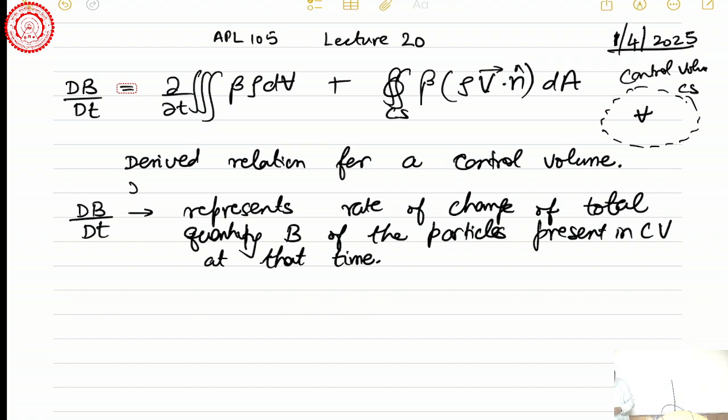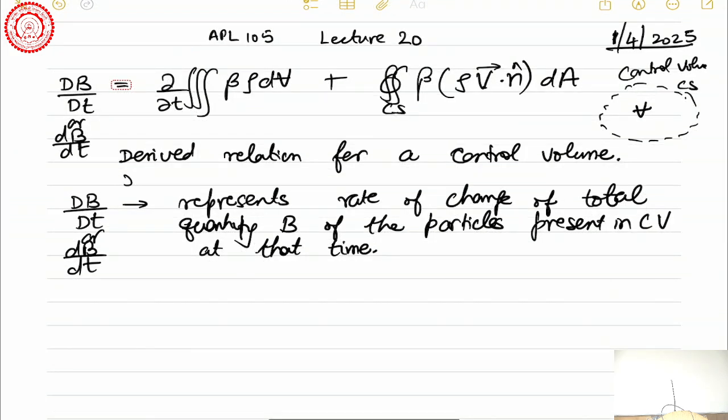So this capital dB by dt, or we also wrote this as small dB by dt, represents, if there are total particles in the control volume, they have a property beta. We look at beta of each of these particles and add them up. So this is the property of those particles, and the rate of change of properties of the particles present in the control volume is given by the left hand side dB by dt.